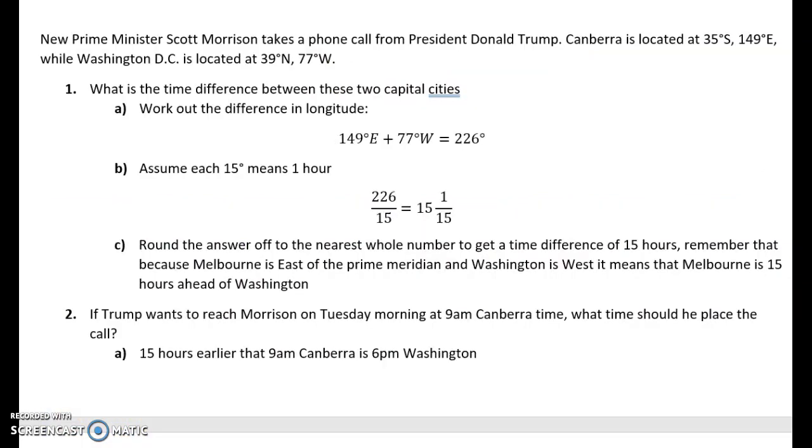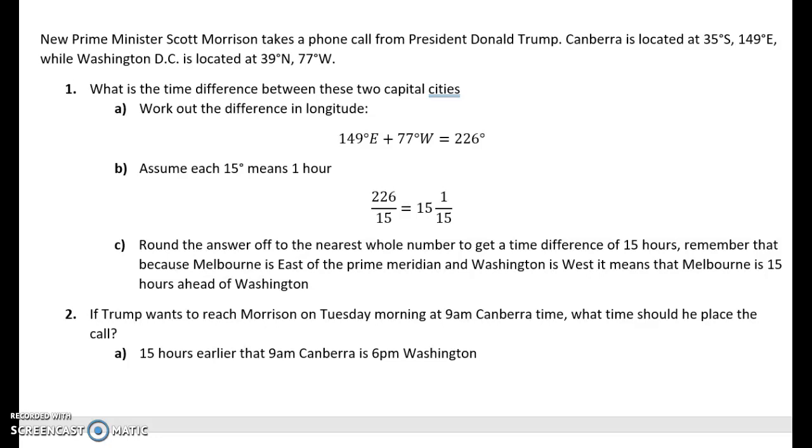Okay, when I created this worksheet, Donald Trump was the president and Scott Morrison had just been elected in. We know that Donald Trump's no longer the president, and we know that the Prime Minister has been in place for a little while now.